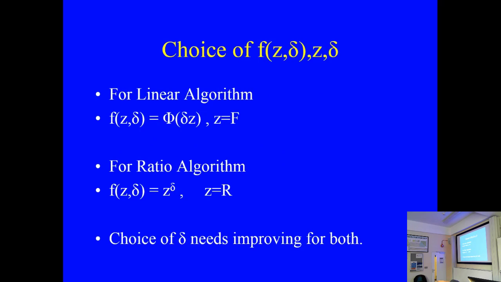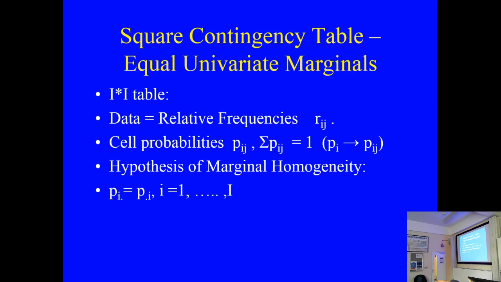And the choices that were made for the algorithm are the standard normal CDF times delta z, where z is vector f, and the z to the delta for the ratio algorithm, z equal to a ratio. I've been working with all the choices of delta, and so things can be improved, I think.